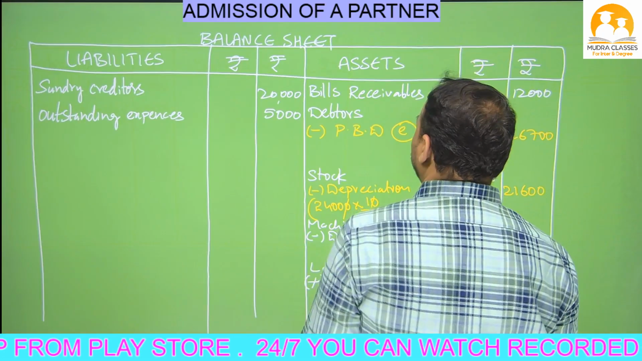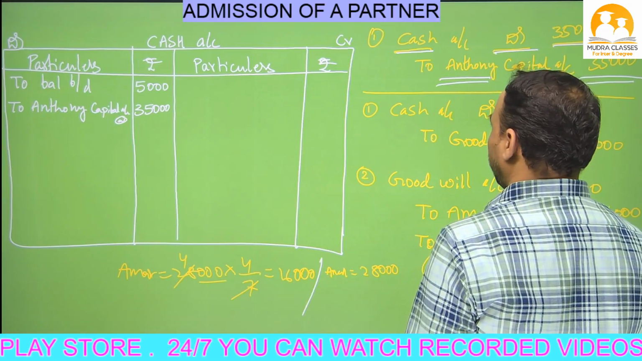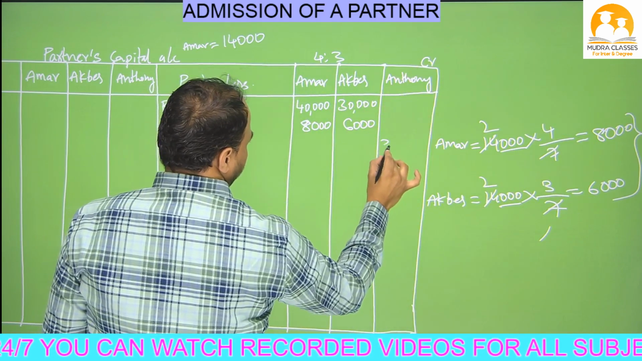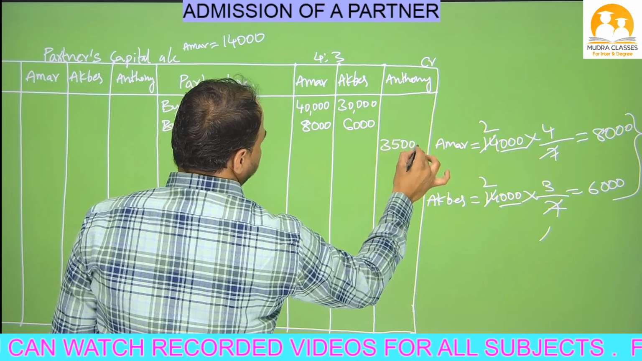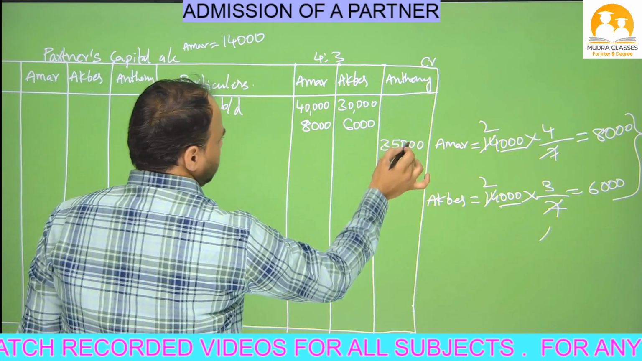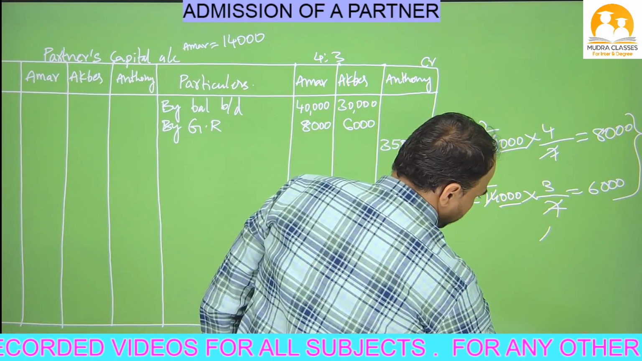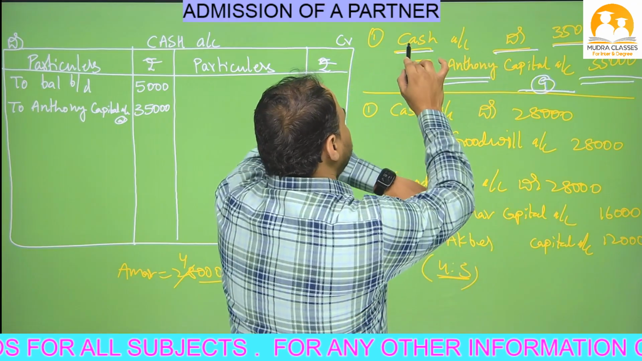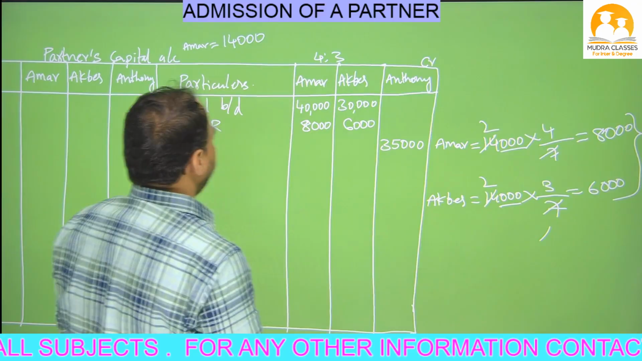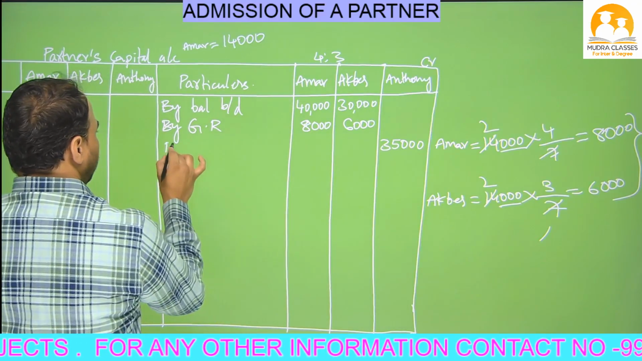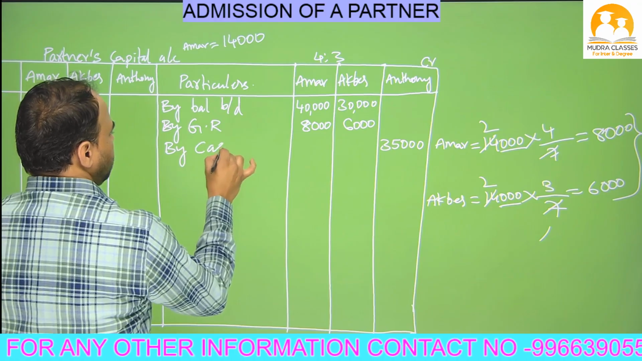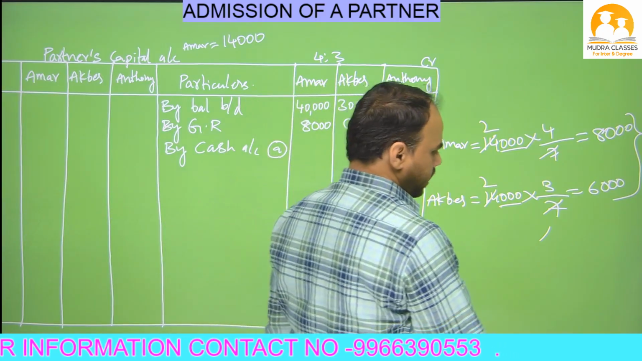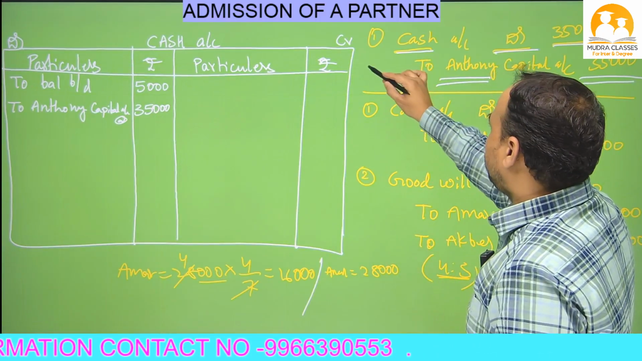Where is Anthony capital? See, this is the Anthony capital credit side, that right 35,000. So in partners capital account beta, credit side 35,000 we have to write. Okay, so close this Anthony capital. What is opposite? Cash. So write down here by cash. Again is this 35,000, write down here by cash account. Okay, adjustment number A. So with this, first journal entry is completed.